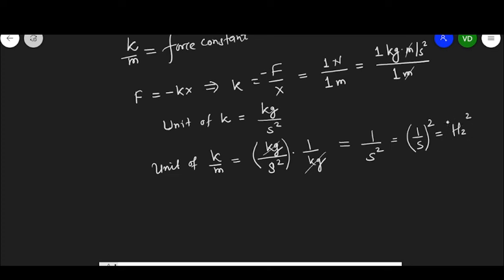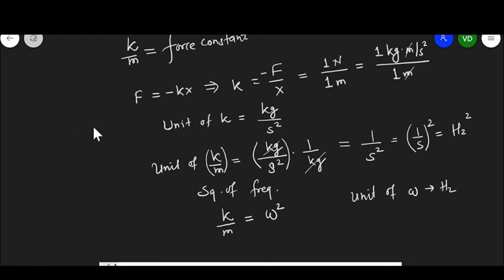So k by m has to be the quantity which is the square of frequency. And therefore I can write k by m equal to omega square. Why am I taking omega square and not omega? Because of the units. The unit of omega will be hertz, 1 by second, and therefore we take omega square, not omega. So you have used this constant, but probably you might not know how it is working.